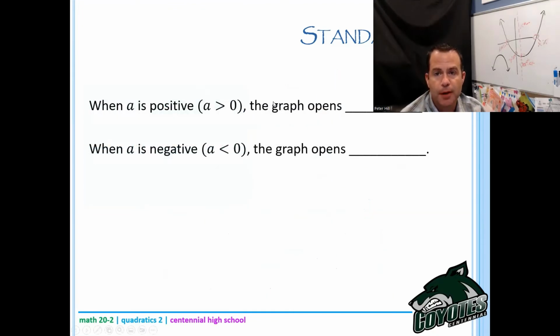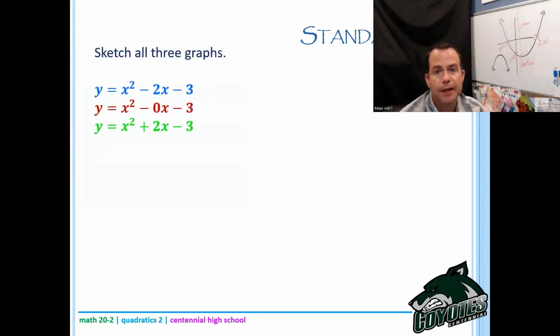So when A is positive, up. When A is negative, down. Okay, cool. Now we're gonna start playing around with the B value.